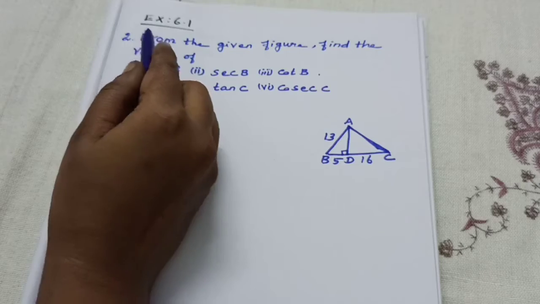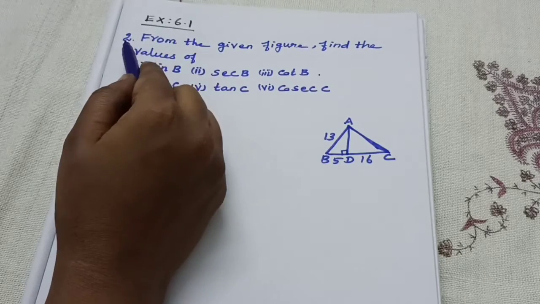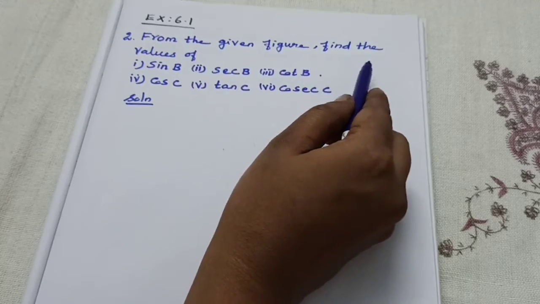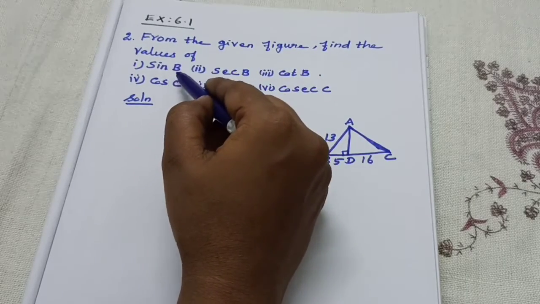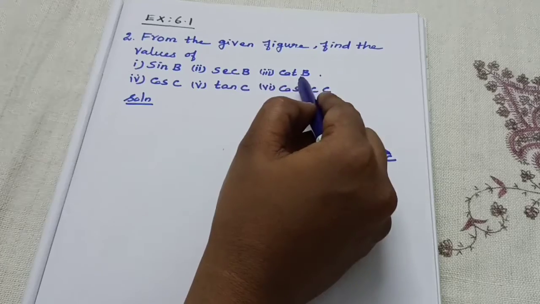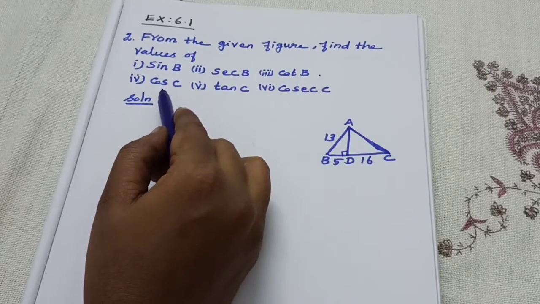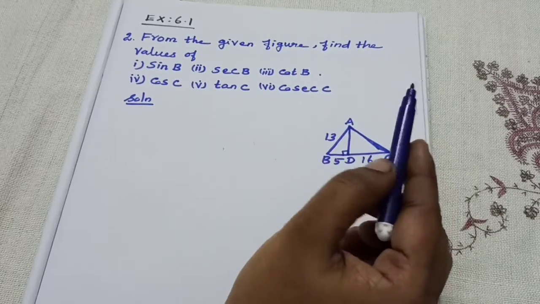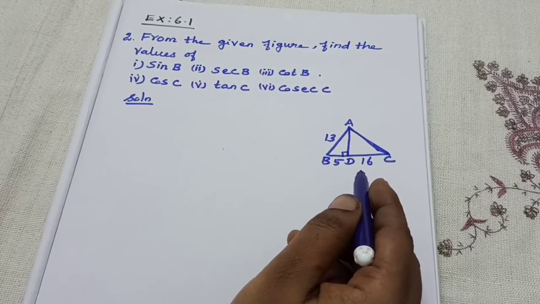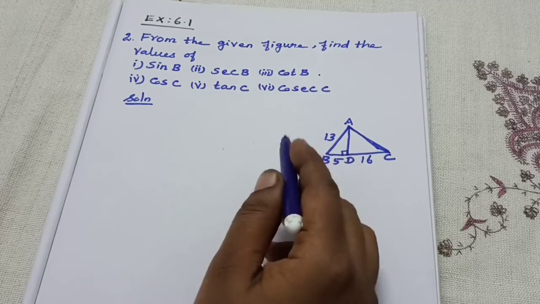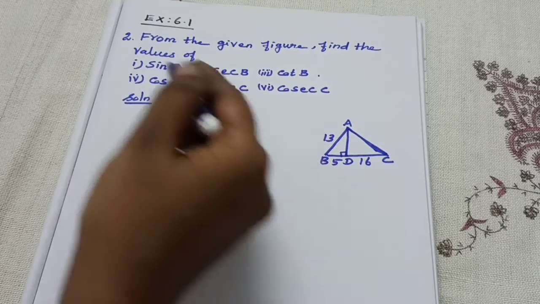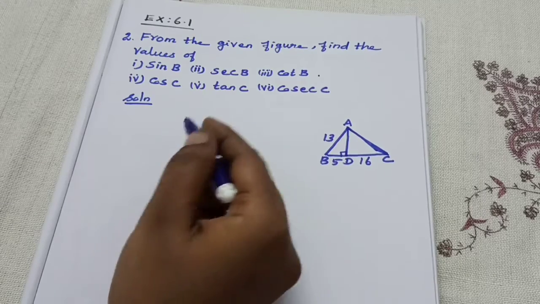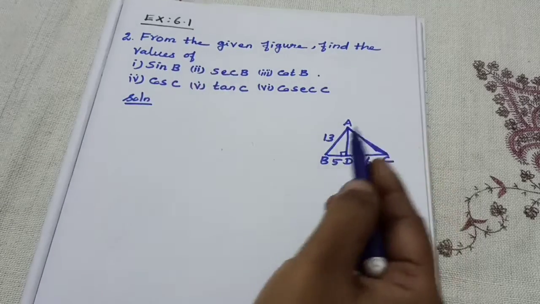Next, shall we revise exercise 6.1 second sum? From the given figure, find the values of sin B, secant B, cot B, cos C, tan C, cosecant C. Have you understood? One diagram is given here. With the help of this diagram, we have to find all the ratios. First we have to find sin B.